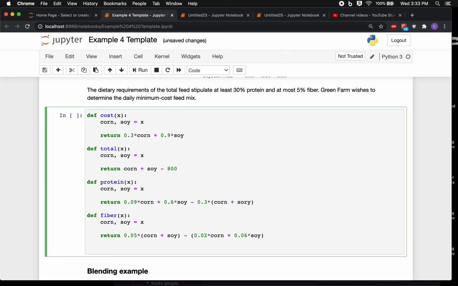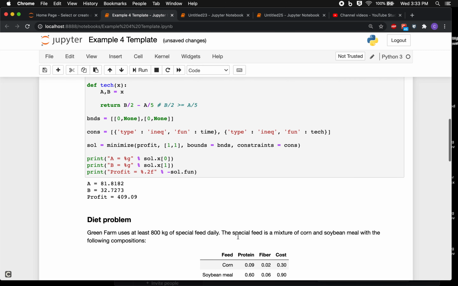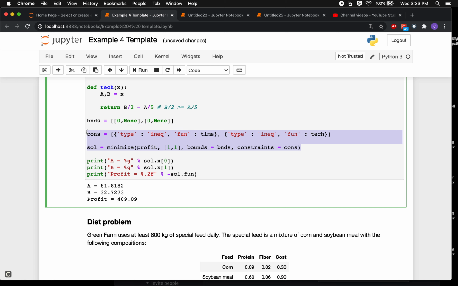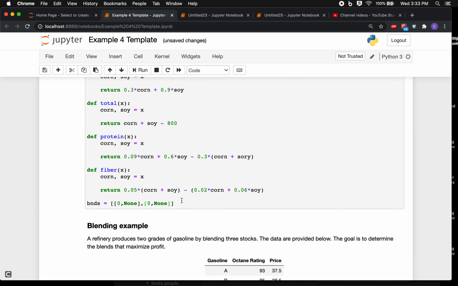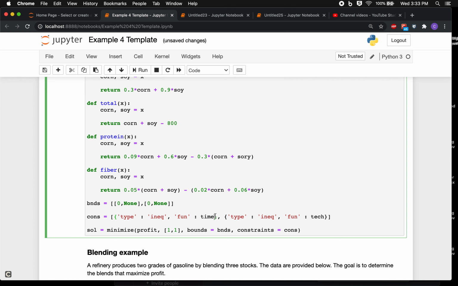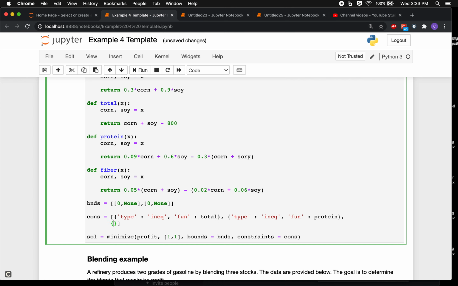And so then the last part is we're going to do our bounds on our variables, just as before. I keep on hitting this mute button. But again, we have 0 for the lower bound and no upper bound. And then we're going to do our constraints. And let me just grab this code up here just to make life a little bit easier so I don't have to retype everything. And so my first constraint is going to be total, which is an inequality constraint. My second one is going to be the protein, which is again an inequality constraint. And then my third one, let me just copy and paste this, is going to be my fiber constraint.